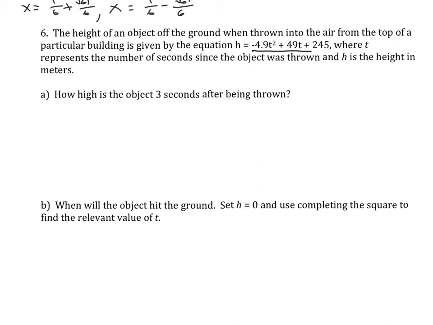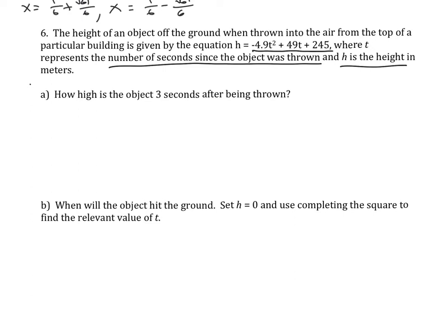Negative 4.9 t squared plus 49t plus 245. T represents the number of seconds since the object was thrown. H is the height in meters of the object off the ground. Okay, so a couple things about this.